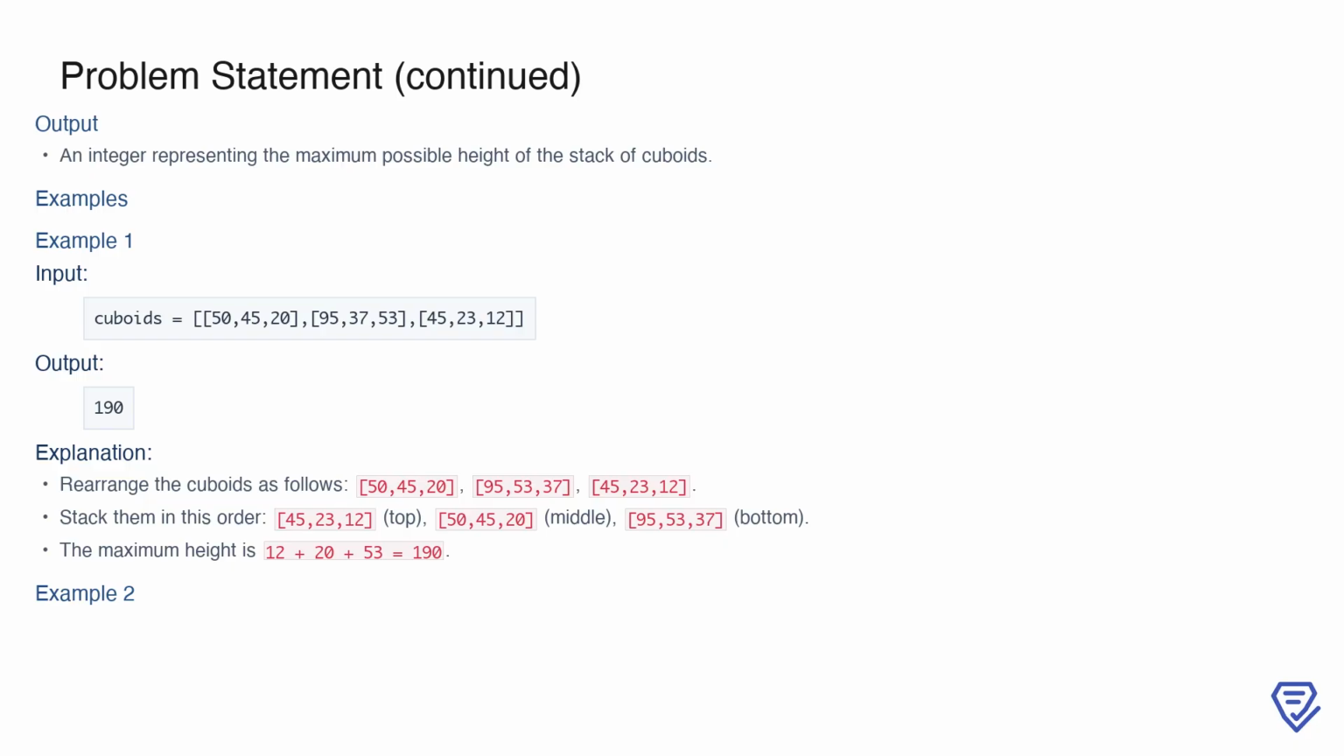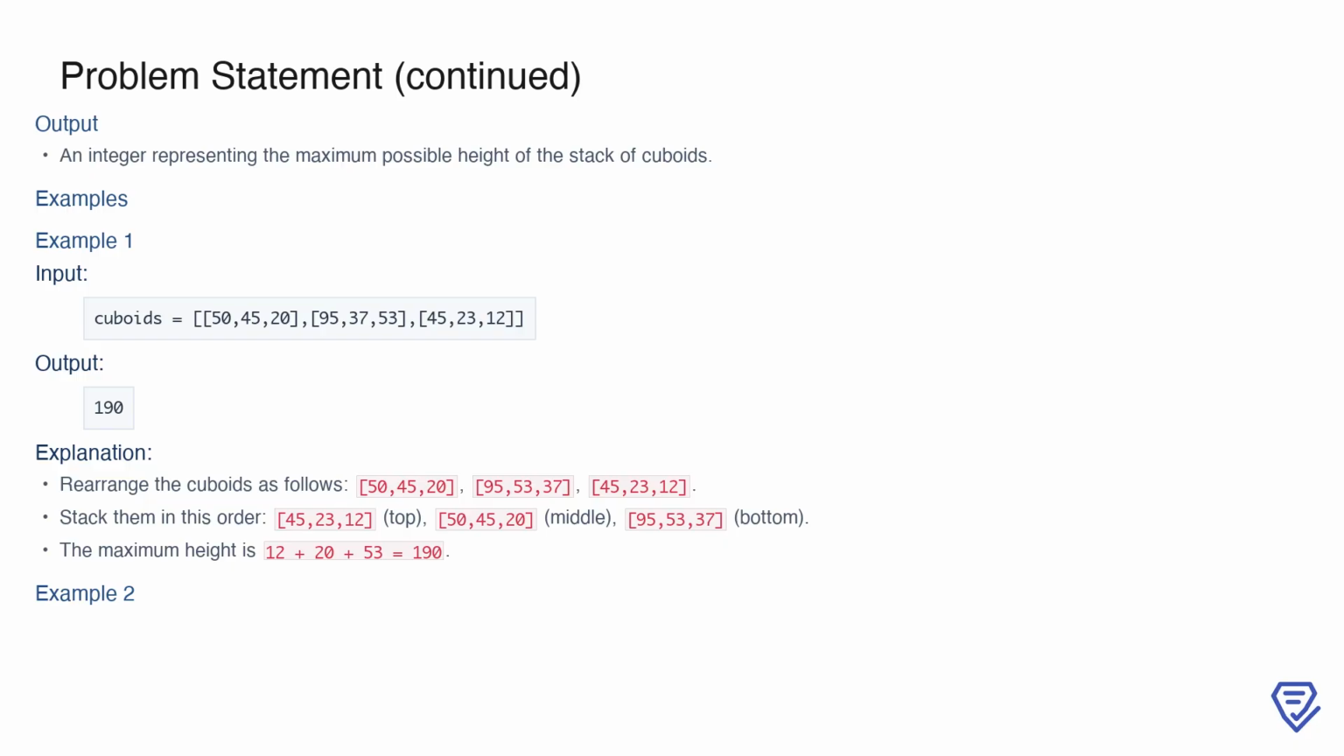Let's look at some examples to understand this better. In the first example, we are given three cuboids with dimensions 50, 45, 20; 95, 37, 53; and 45, 23, 12. By rearranging the dimensions, we can transform them into 50, 45, 20; 95, 53, 37; and 45, 23, 12. To maximize the stack height, we place the smallest cuboid, 45, 23, 12, on top, followed by 50, 45, 20 in the middle, and 95, 53, 37 at the bottom.